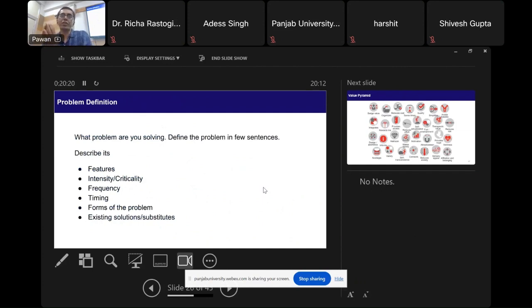Now, whatever product you are trying to create, you have to define your problem in this format. You have to define features of the problem. Intensity: is it critical? Is it very severe? Is it moderate, a good-to-have kind of thing? What frequency does it occur at? Is it a daily problem, a weekly problem, a once-in-a-year problem? Timing: does it occur in winters, in every month, certain months, festivals, weekends? Again, what timing does it happen? Forms of the problem, existing solutions, substitutes or alternatives.